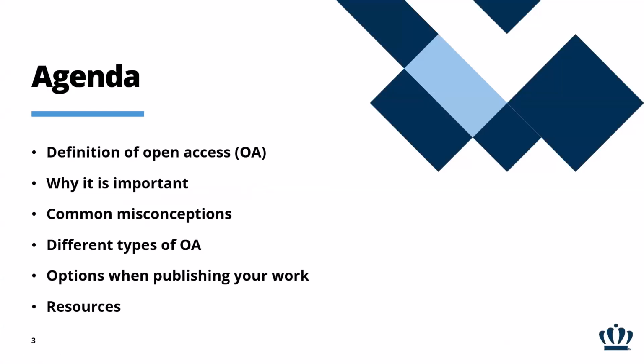So here's our roadmap for today. First, we are going to look at some definitions of open access and why open access is important. We'll also address some common misconceptions around open access. And then we're going to jump into the different types of open access. And you might hear me say OA, that's just a short form for that. And then we're going to review some options for publishing your work. And finally, we're going to point you to some resources at ODU and beyond that can help you at every stage of open access.